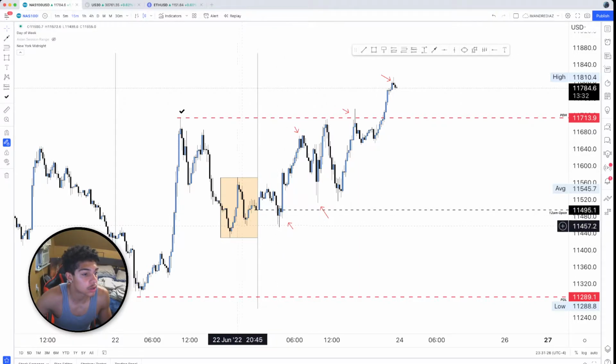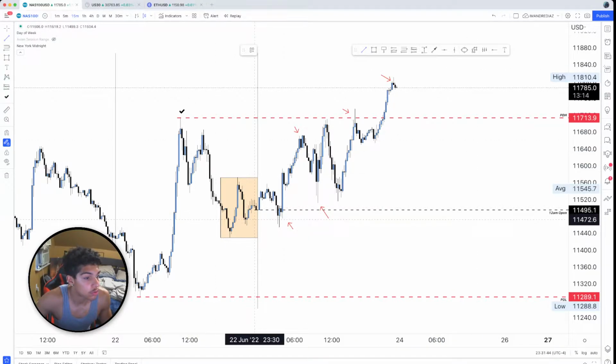Why is this important? So for one, if you look at this, at what time did this happen? This move happened at 3:30 in the morning. Price came below the 12 a.m. open at 3:30 in the morning as it was trading within this 11,500 area right in here.